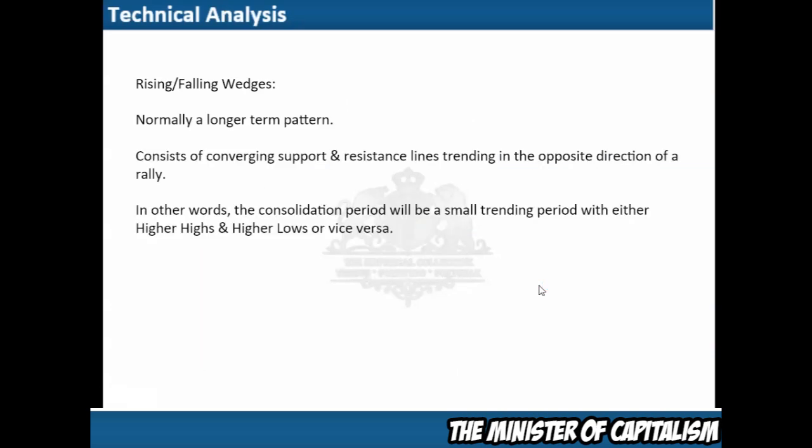Now, rising and falling wedges are normally a longer-term pattern. They consist of converging support and resistance lines trending in the opposite direction of a rally. In other words, the consolidation period will be a small trending period with either higher highs and higher lows or vice versa.